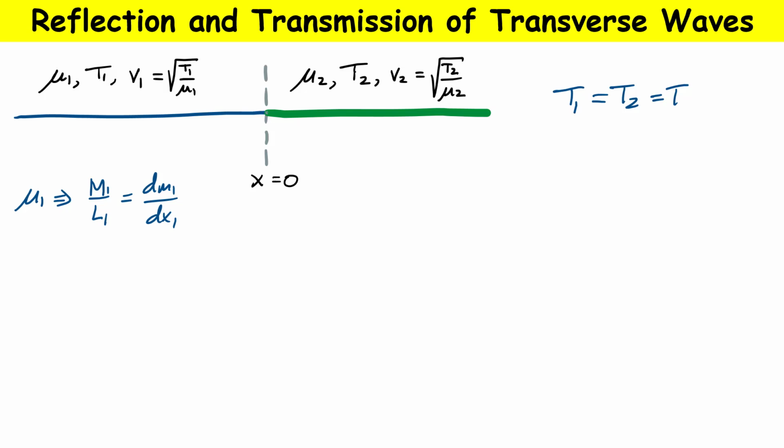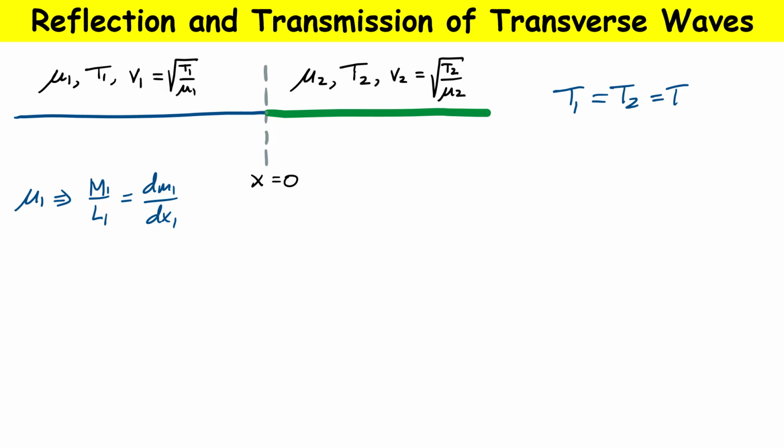Now, if we look at the speed of the wave in each medium, as I looked at in a previous video, it's given by the square root of the tension over the linear density. So that could be different, because again, there could be thin or thick ropes connected to each other.